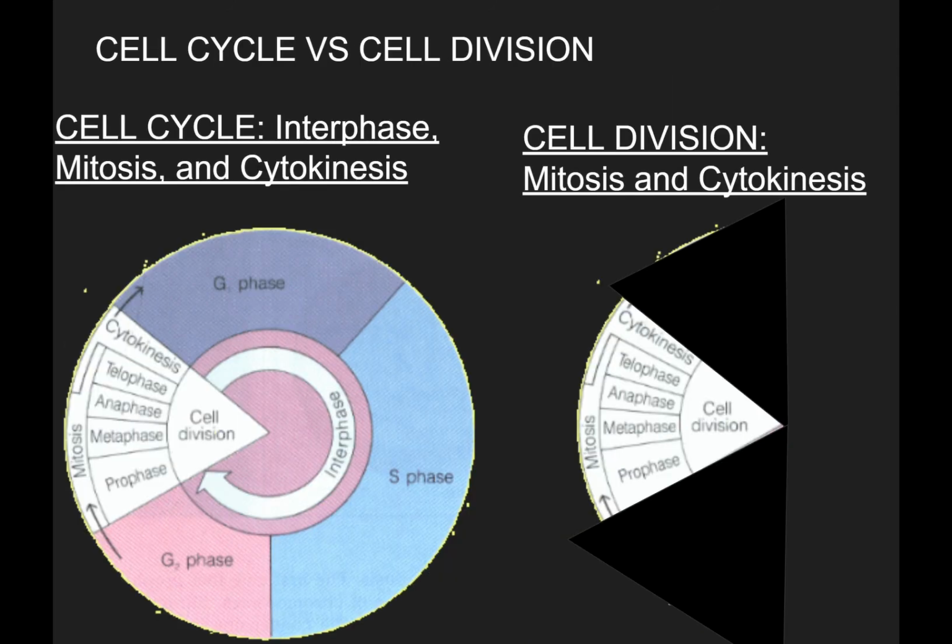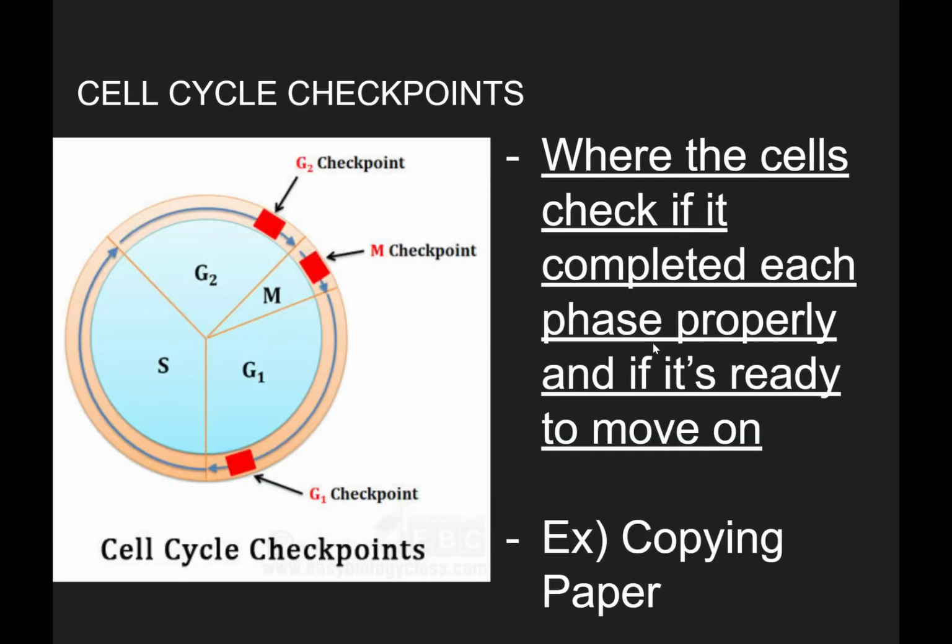Next, we have cell cycle and cell division. Here's the difference. Cell cycle is going to be the whole thing, right? That includes interphase, mitosis, and cytokinesis. While cell division only includes mitosis and cytokinesis. If you notice that on here, that is the main difference between the two. Okay? So got to know the difference between the cell cycle versus cell division. So cell division includes PMAT, cytokinesis.